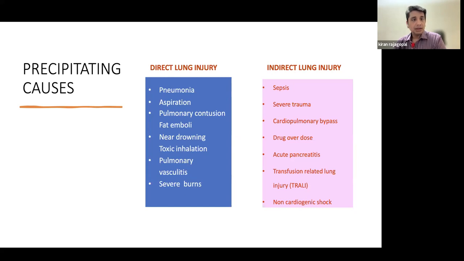drowning, or toxic inhalation of gases, or burns, etc. These cause direct lung injury. And indirect lung injury, the examples are sepsis. There will be inflammatory mediators in the bloodstream, and that will be causing the injury to the lung, or severe trauma, patient on cardiopulmonary bypass, pancreatitis, transfusion mediated lung injury, TRALI, or any non-cardiogenic cause. Okay, these are the causes of ARDS, direct and indirect causes.